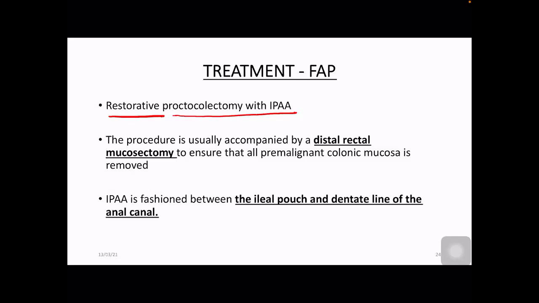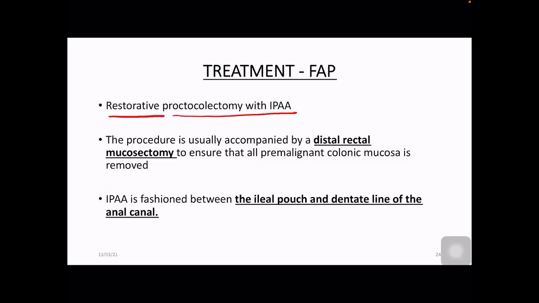the more you dissect in the rectum, the more morbid the surgery, because of the pelvic dissection in a young individual. There might be damage to the autonomic nerves which might result in infertility and other genitourinary complications, which is definitely a morbid thing for a young patient.